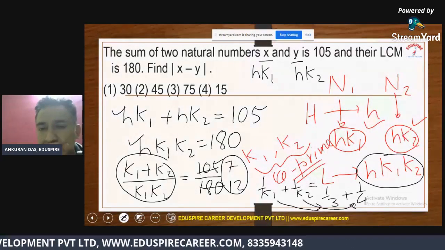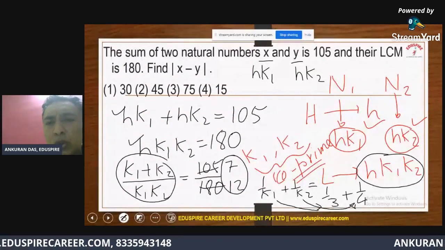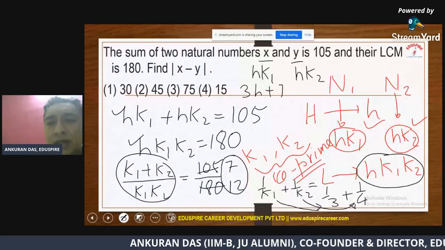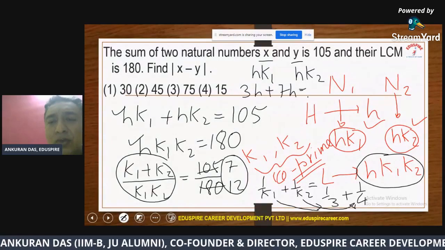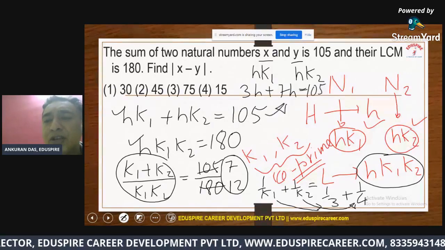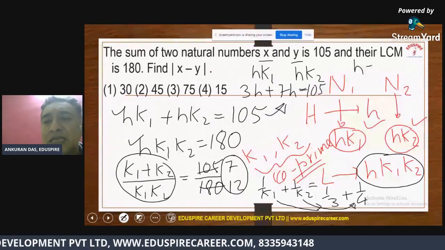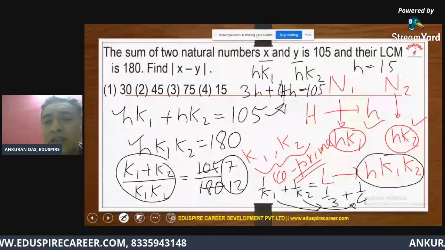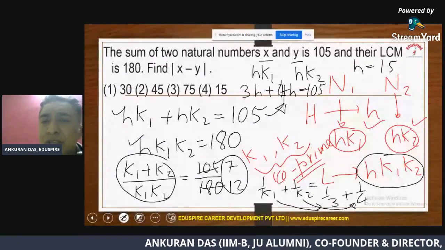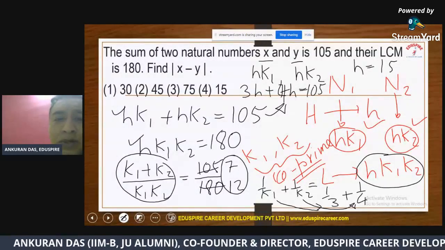If that is so, we can say 3 into h plus 4 into h will be equal to 105. So this helps me to find the value of h. So h definitely will become 15, because you can see that, sorry, this will be 4h, guys. So you can see that h is 15 and k1 is 3, k2 is 4. So I can see the numbers are 45 and 60.